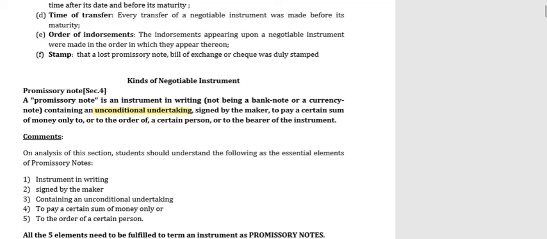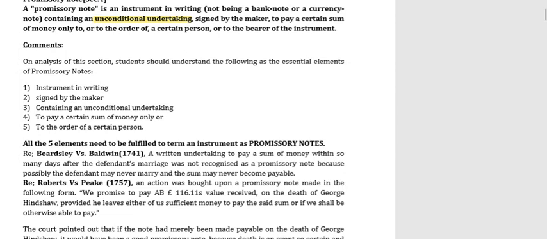So, on analysis, please read through the comments, friends. It is an instrument in writing containing an unconditional undertaking to pay a certain sum of money only to a certain person or to the bearer of the instrument. Now, when I take up the term promissory note, all the 5 elements are to be fulfilled to call an instrument a promissory note.